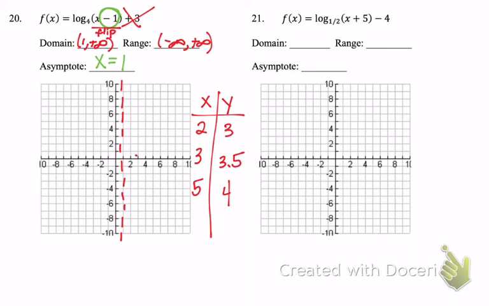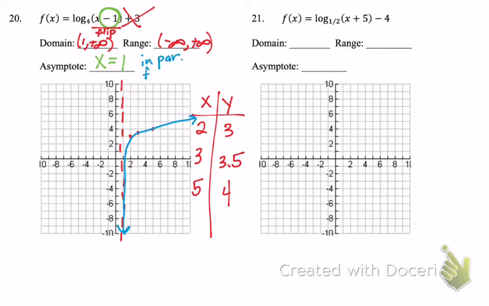So we have a point at 2, 3. We have one at 3, 3.5. And we have one at 5, 4. So I'm going to connect the dots. Again, you will always have your calculator. So you should be able to tell what the vertical asymptote is. It's in the parentheses.